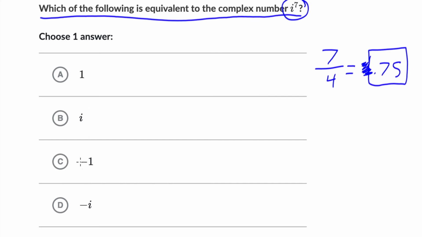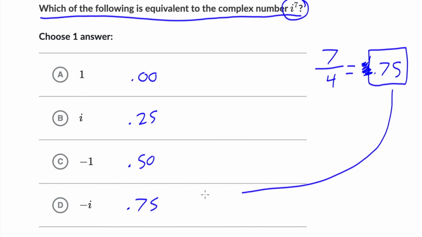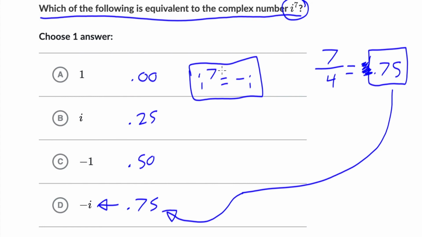So this is correct. We have the correct order. And let's just write down the corresponding decimal place for each number on the left. Okay, great. So we got a 0.75. Which means it's this one right down here, which means the answer is negative I, okay? So let's rewrite it. I to the 7th equals negative I. Pretty sweet, amazing. So that is our answer. Let's do 2 more problems just to really solidify our knowledge.